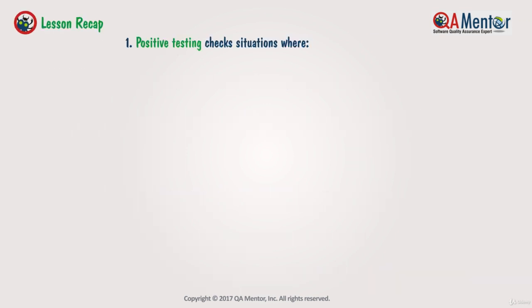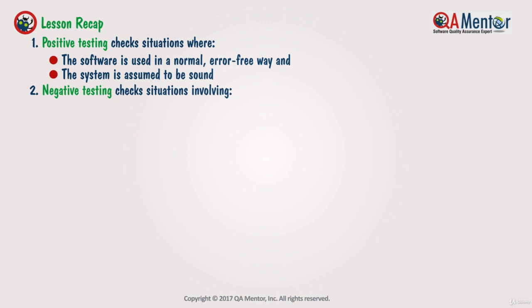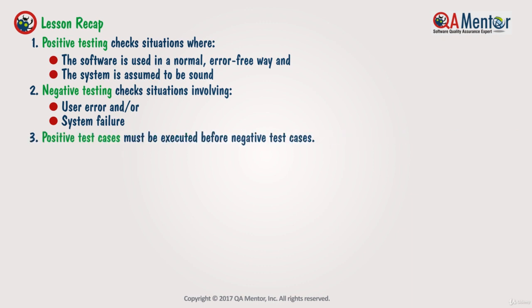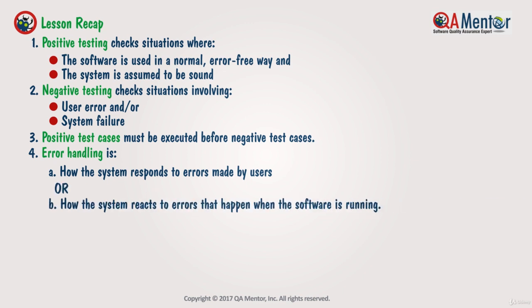Lesson recap. 1. Positive testing checks situations where the software is used in a normal, error-free way and the system is assumed to be sound. 2. Negative testing checks situations involving user error and/or system failure. 3. Positive test cases must be executed before negative test cases. 4. Error handling is A. How the system responds to errors made by users, or B. How the system reacts to errors that happen when the software is running.